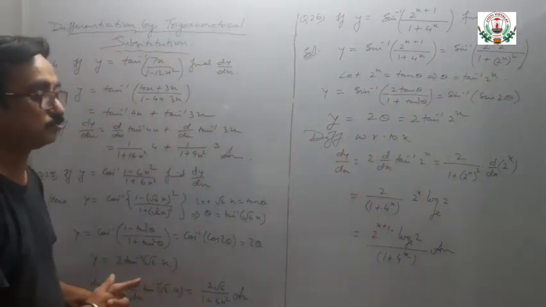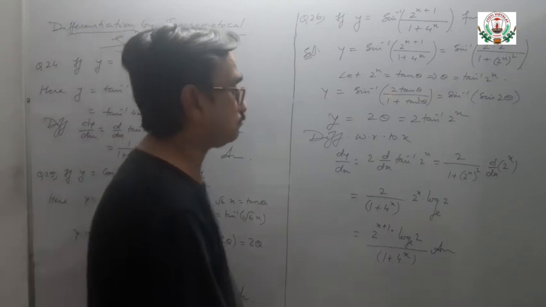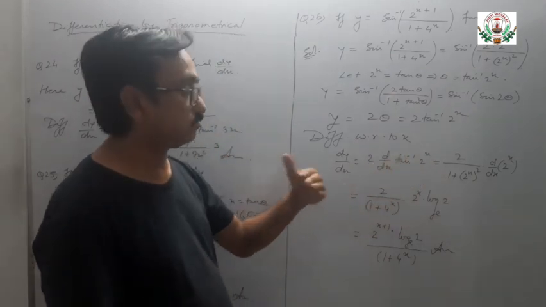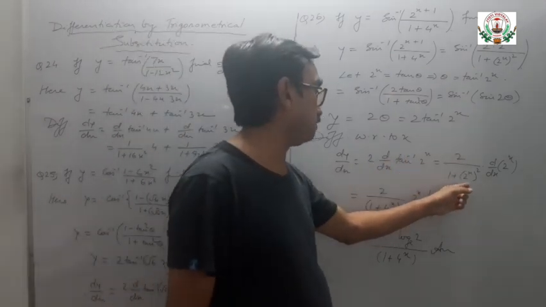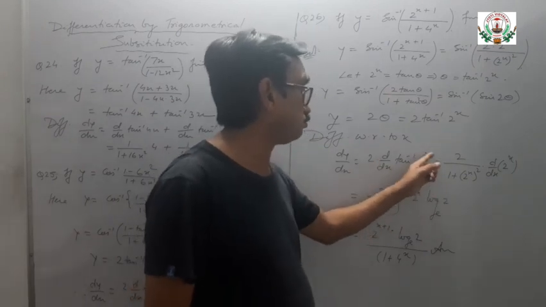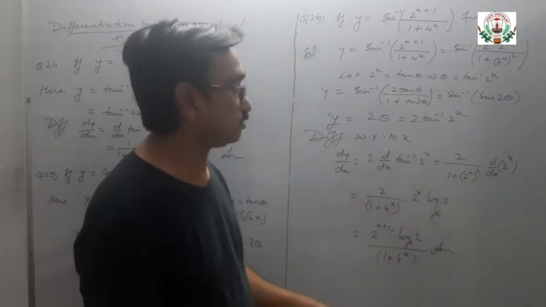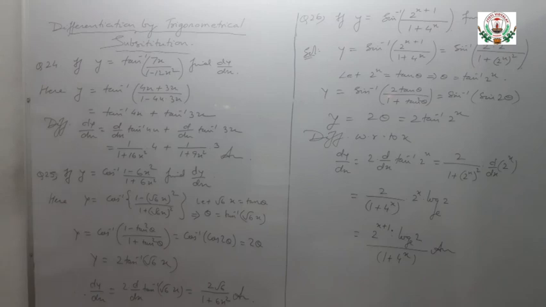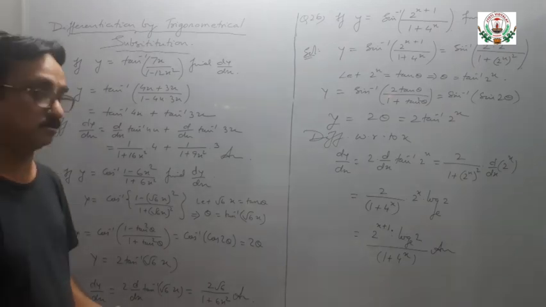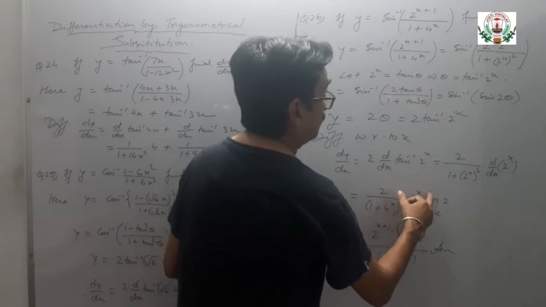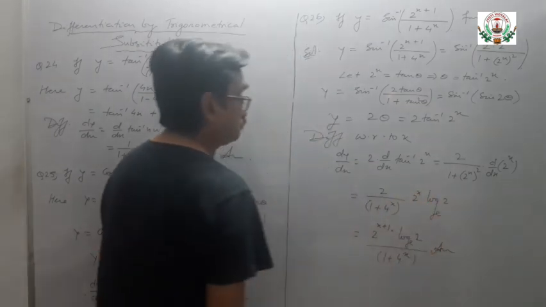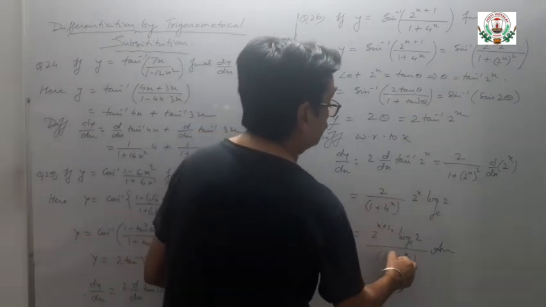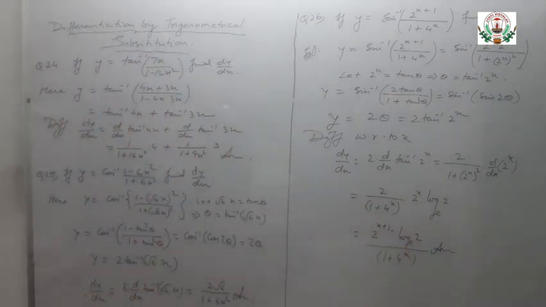Now differentiating with respect to x, 2 into d by dx of tan inverse of 2 to the power x. Let us take the function 2 to the power x equals t. So d by dt of tan inverse of t is 1 upon 1 plus t square. So 2 upon 1 plus t square, that is, 2 to the power x the whole square, and dt by dx is the differentiation of 2 to the power x. As we know that d by dx of a to the power x is a to the power x log e a, so it is 2 to the power x log 2 to the base e. So 2 into 2 to the power x is 2 to the power x plus 1, log e 2 upon 1 plus 4 to the power x. That is our final answer.